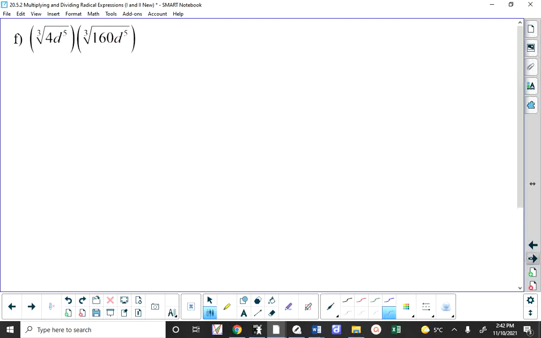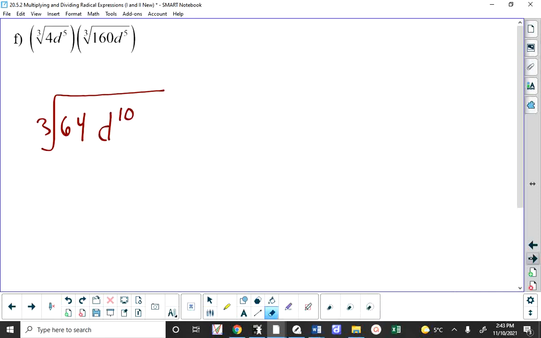Well, now it's cube root. That's okay. Are the indices, indices is the plural of index, are the indexes the same? Yes. So I can multiply the two radicands. I can write cube root of, let's see, 4 times 16 is 64. D to the 5 times D to the 5 is D to the 10. We add the exponents. Can I simplify this?